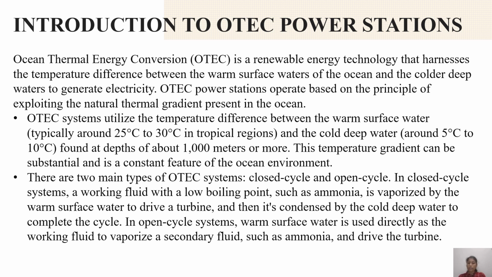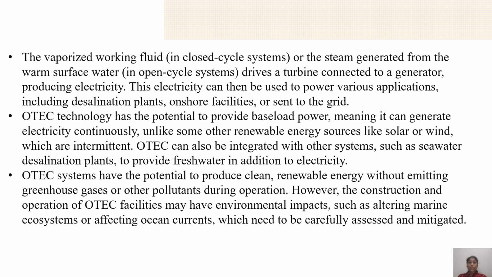In open cycle systems, warm surface water is directly used as the working fluid. The vaporized working fluid in closed cycle systems, or the steam generated from the warm surface water in open cycle systems, drives a turbine connected to a generator. It produces electricity. This electricity can be used to power various applications, including desalination plants, onshore facilities, or sent to the grid.